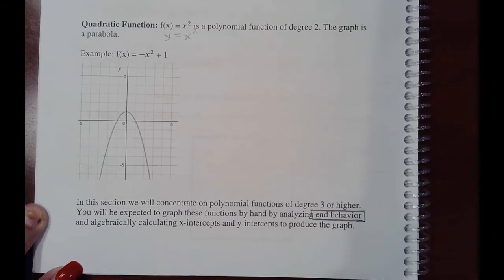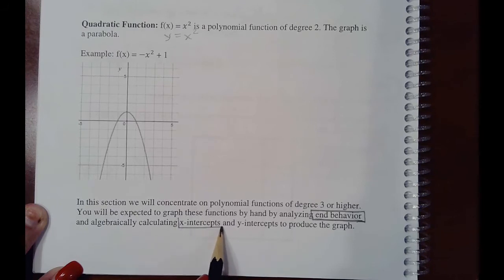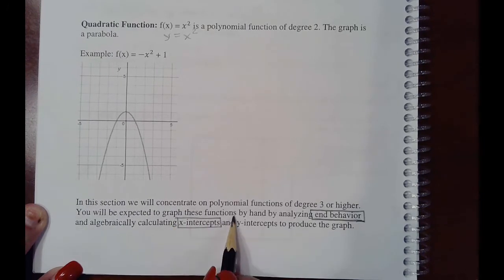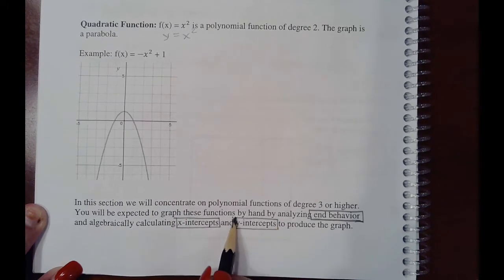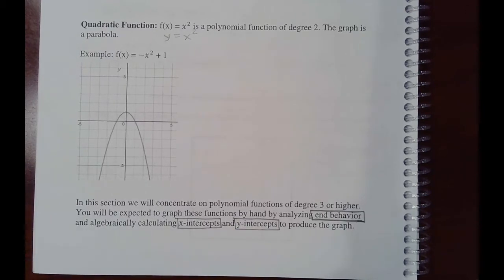You're also going to be expected to be able to find where it hits the x-axis, where it hits the y-axis, and you're also going to be expected to understand things like the multiplicity of the zeros. Zeros is just another name for X intercepts, and you're going to be expected to know what is happening at each of those X intercepts.